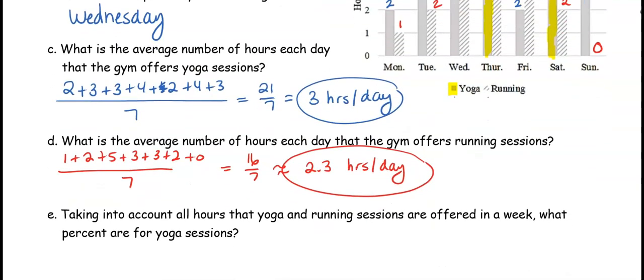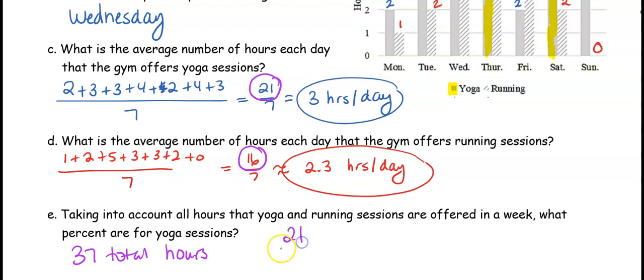Taking into account all hours that yoga and running sessions are offered in a week, what percent are for the yoga sessions? So we had 21 hours from yoga and 16 hours from running. So we have 37 total hours.